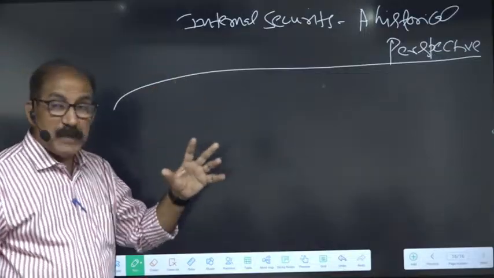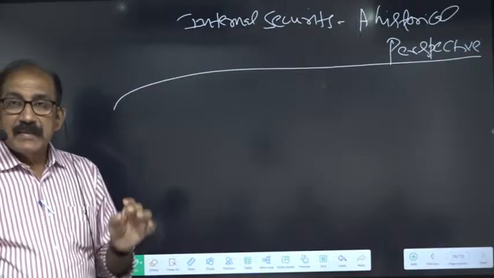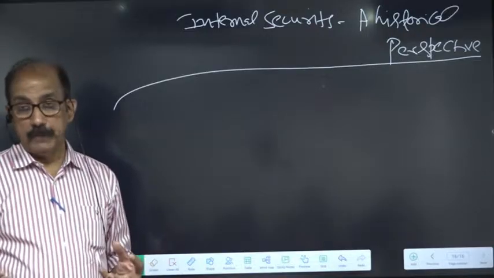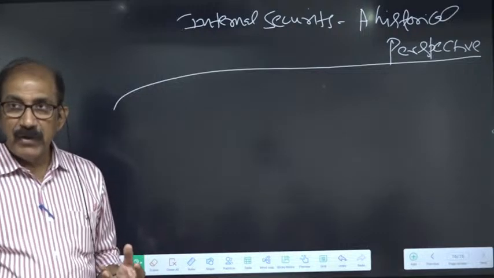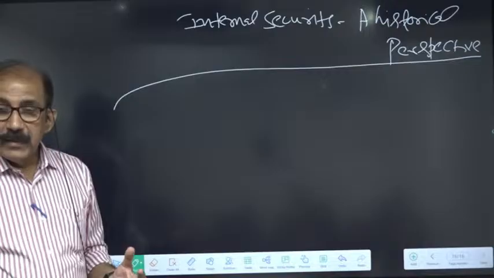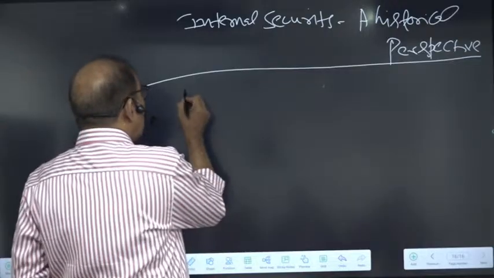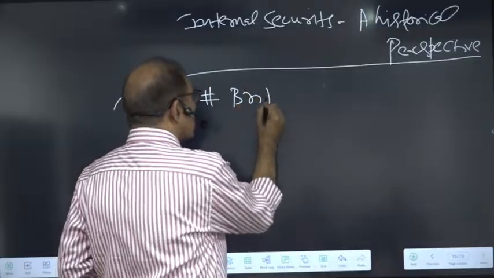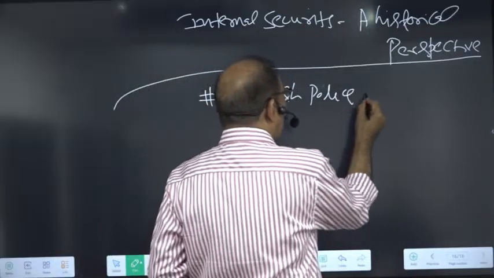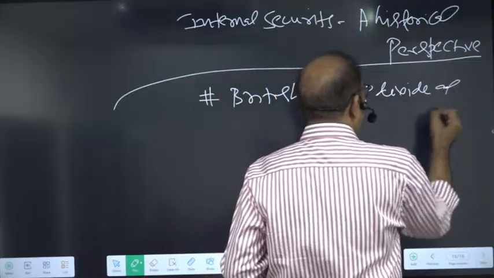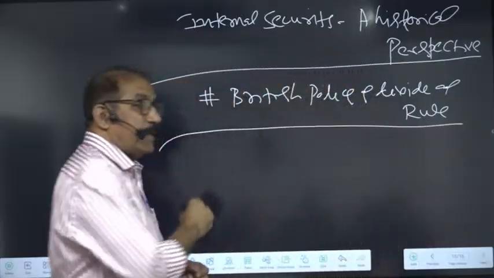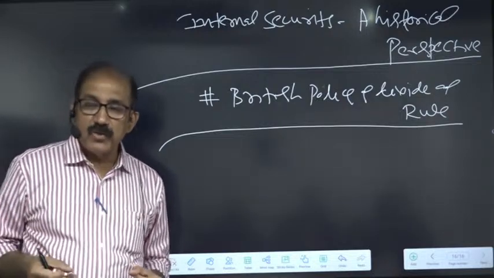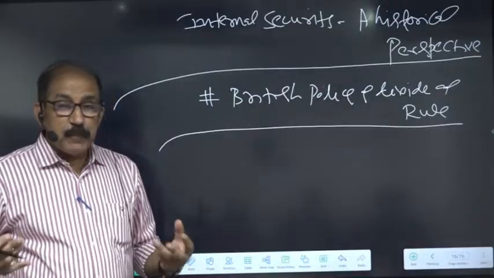So internal security in historical perspective. As you had said, the first thing we have to keep in mind is the British policy of divide and rule. From where it started, you have to look into that. Who antagonized Hindus and Muslims? Who incited Muslims against the Hindus? The British policy of divide and rule.